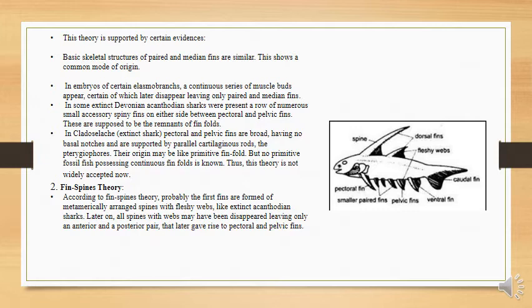Now, fin spines theory. According to fin spines theory, probably the first fins are formed of metamerically arranged spines with fleshy webs like extinct acanthodian sharks. Later on, all spines with web may have disappeared, leaving only an anterior and posterior pair that later gave rise to pectoral and pelvic fins.